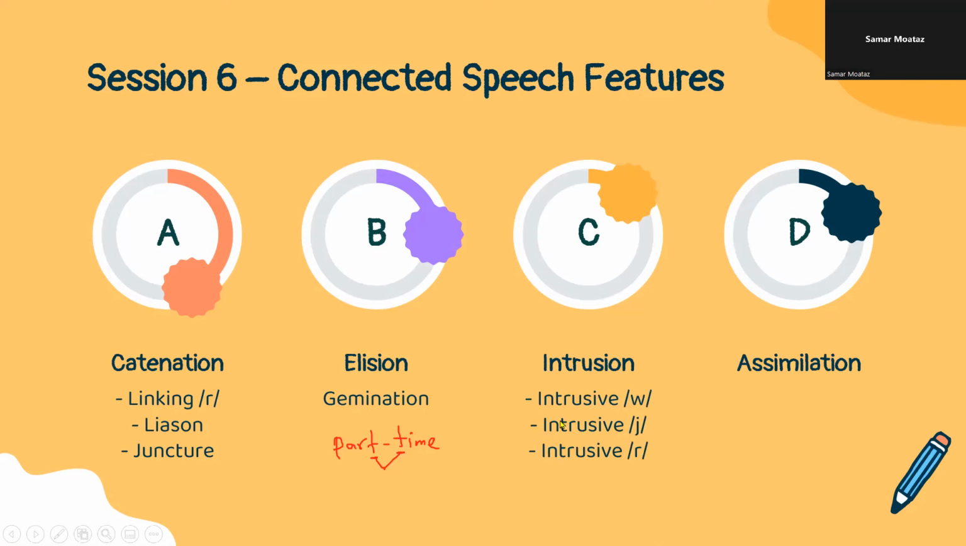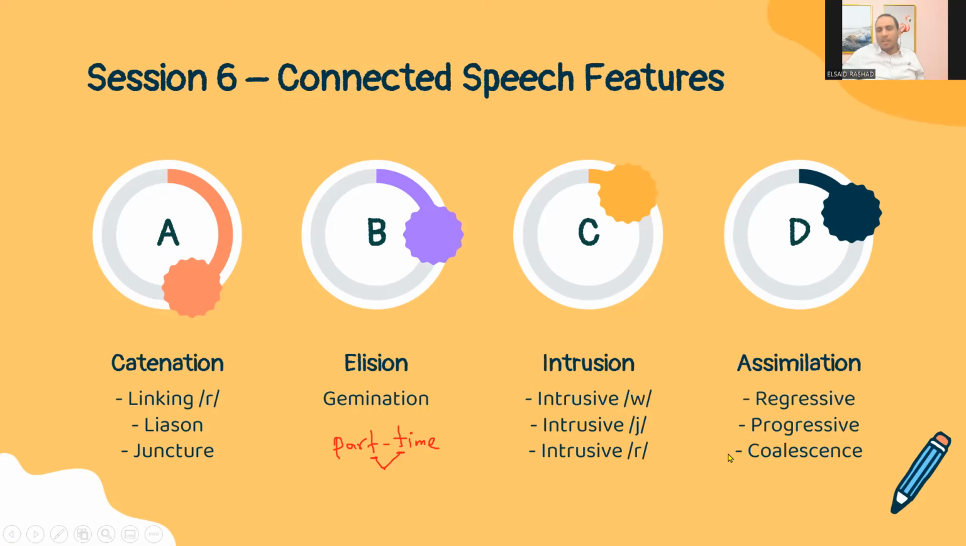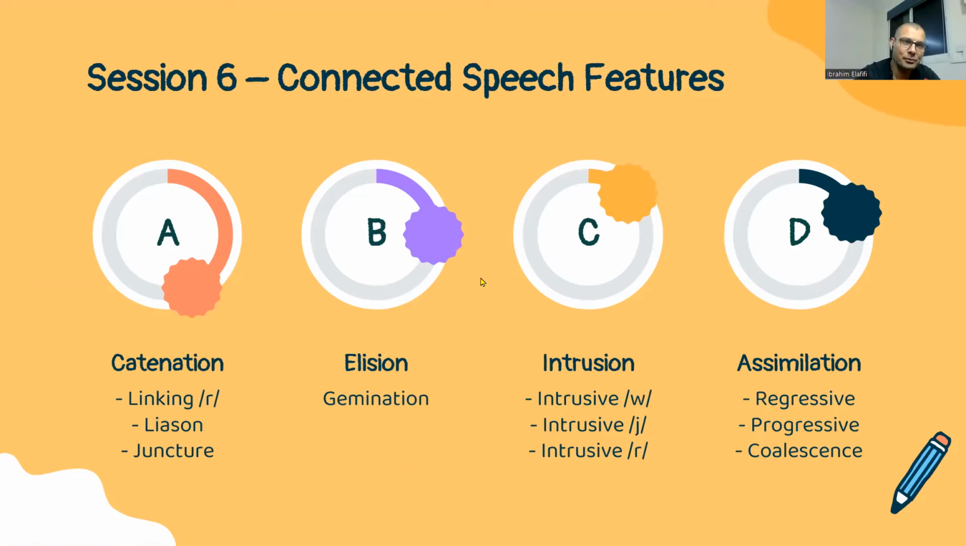And intrusive w, like "duet," "do it." And the difference between linking r and intrusive r. Then after that, the assimilation, as we said, change of sound. We have regressive, progressive, and who can say this word? Coalescence. Coalescence, yes, very good. So any question?